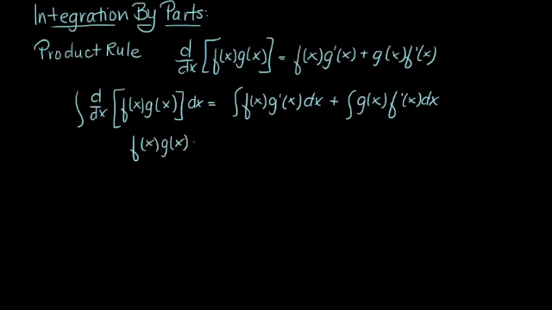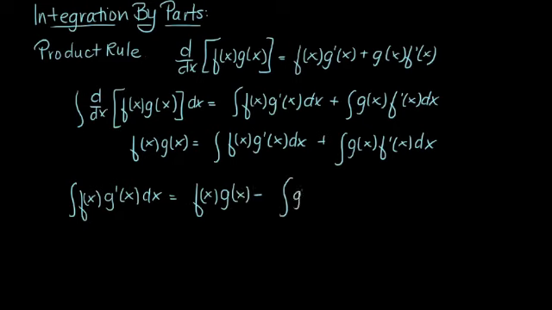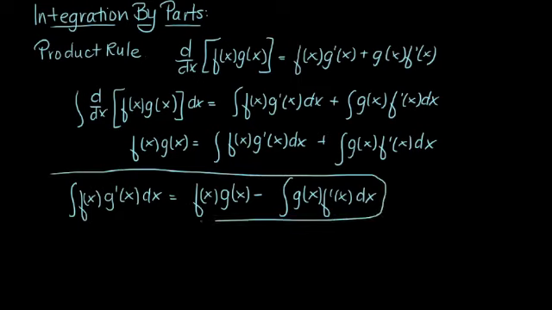which then simplifies to f of x times g of x equals the integral of f of x times g prime of x dx plus the integral of g of x times f prime of x dx. We then subtract to get the integral of f of x times g prime of x dx, which equals f of x times g of x minus the integral of g of x times f prime of x dx, which is your formula for integration by parts.